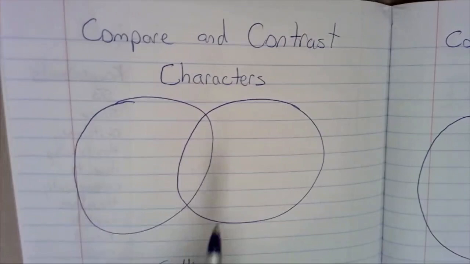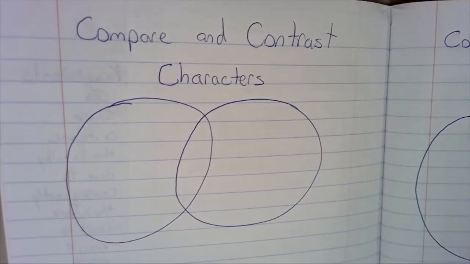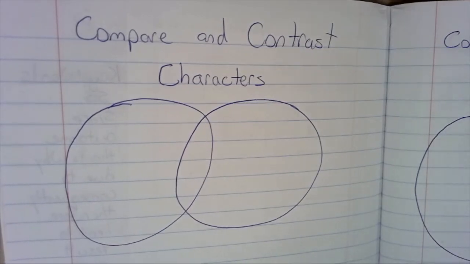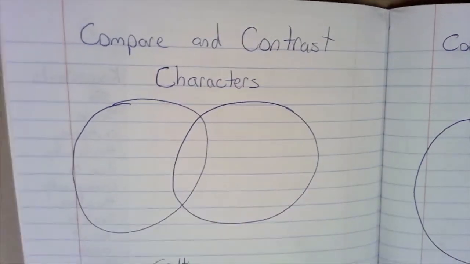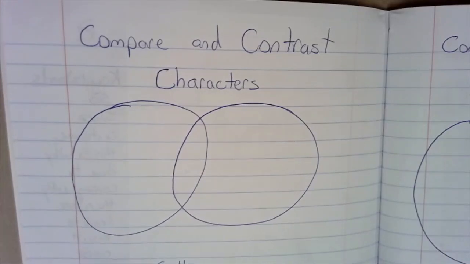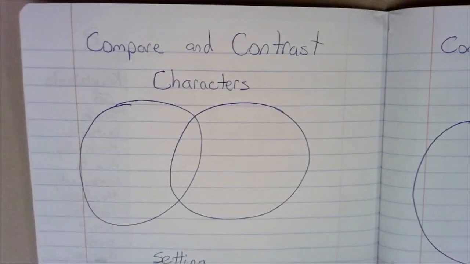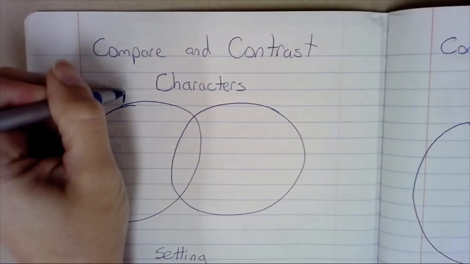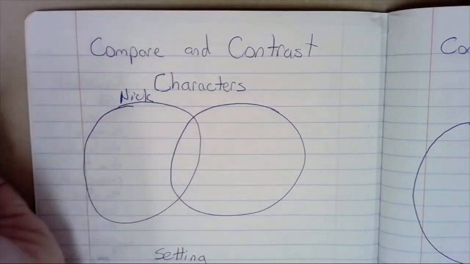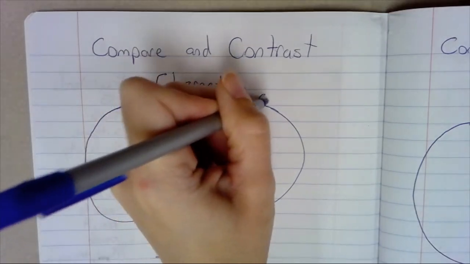So when you compare and contrast things in a story, you can compare and contrast the characters, the setting, or the events. So we are going to look at each of those individually. So when we compare and contrast the characters, that's what we're going to talk about first. And we're going to use our book Frindle that we have been reading. So we're going to compare and contrast Nick and Miss Granger. So on one of your circles, you're going to write Nick's name at the top. And on the other, you're going to write Miss Granger.